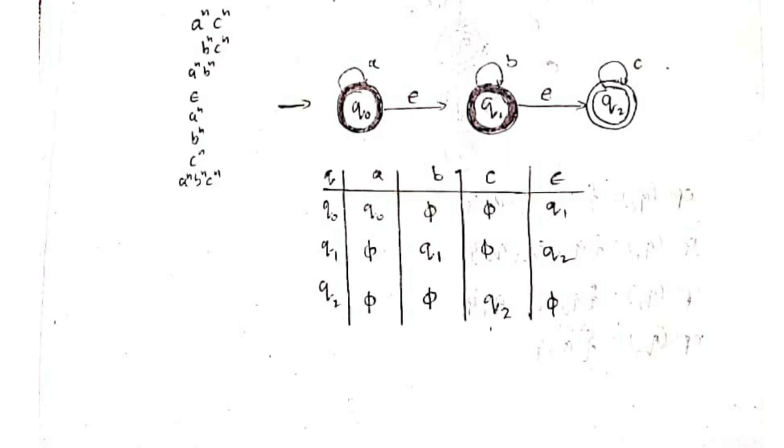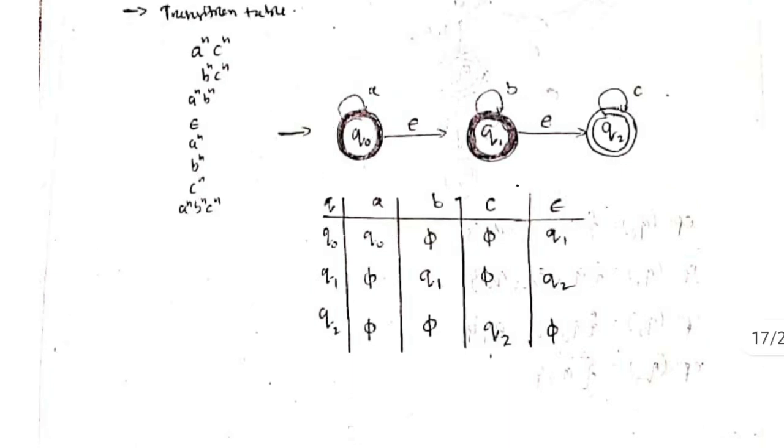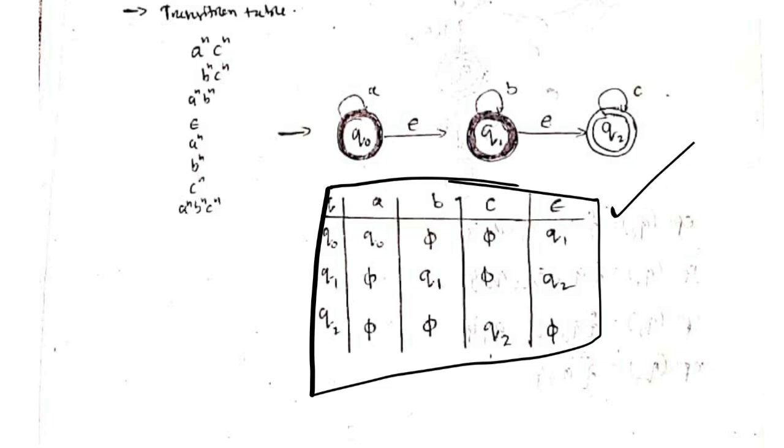We will see if we are in Q0, if we encounter A, where we will go: Q0. So we will write here Q0. For Q0 and B, if we don't have any path from Q0 through B, we will write here null. We will do the same thing for all of these, and for epsilon also we will see that from Q0, epsilon is equal to Q1, so we will write here Q1. In the same way we will fill the table, and this is the final answer for this question.